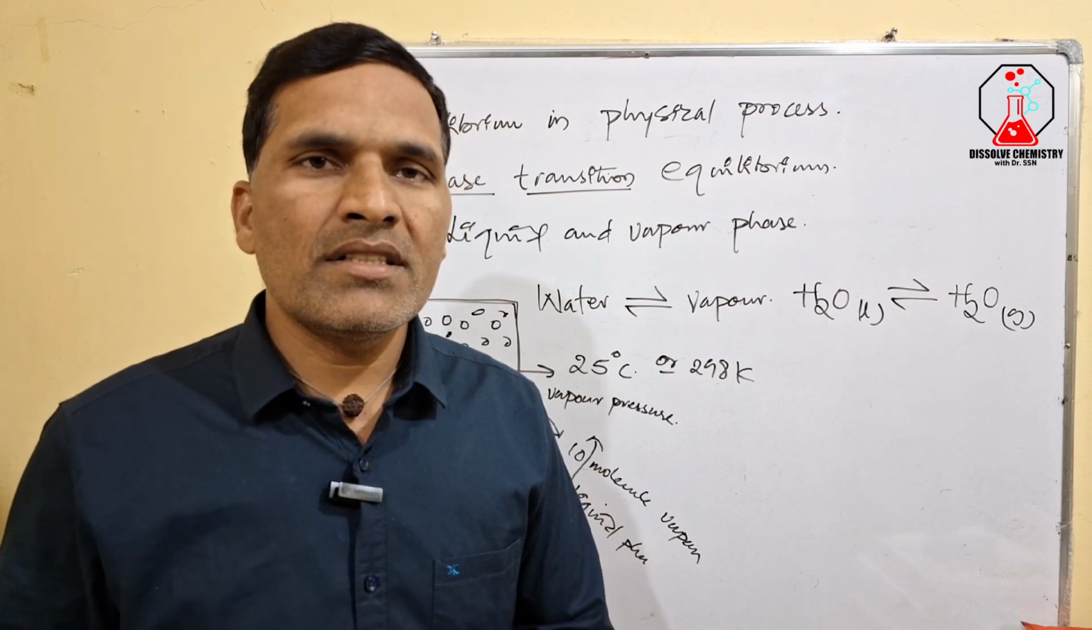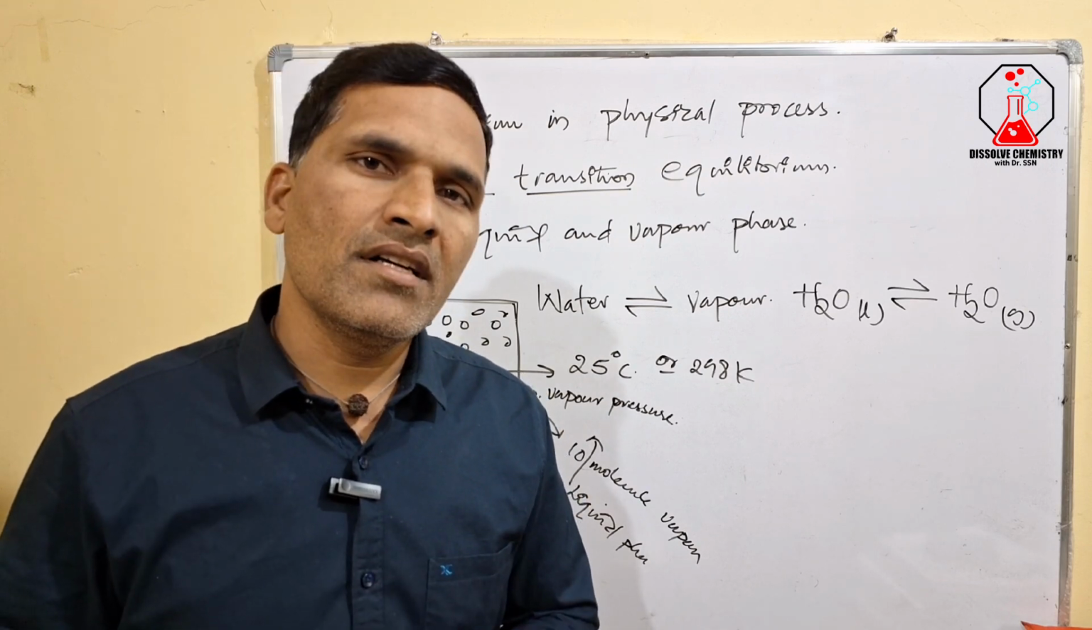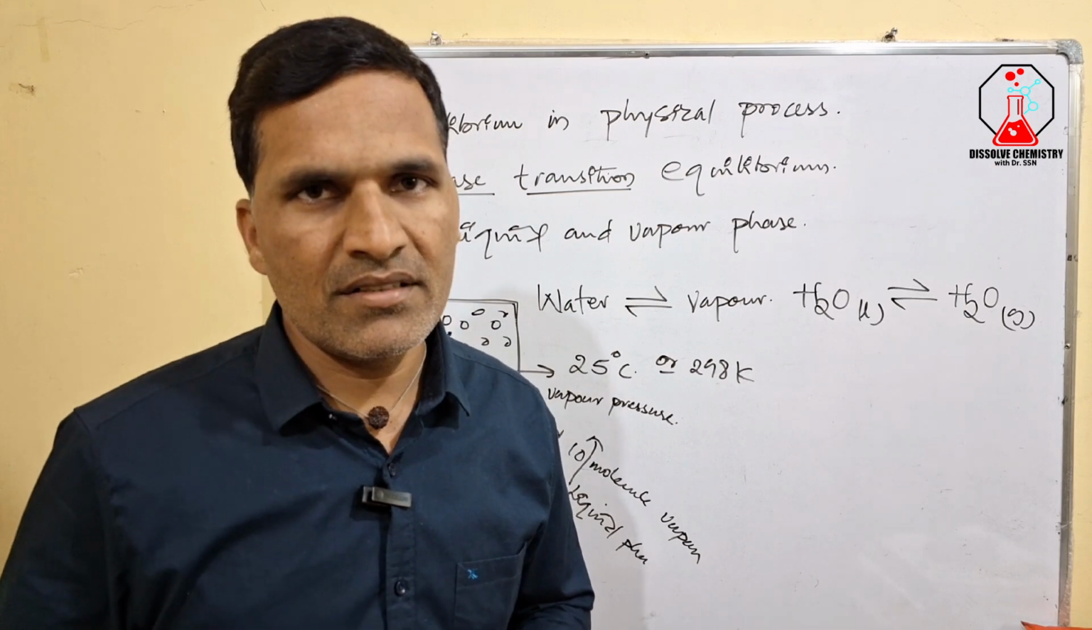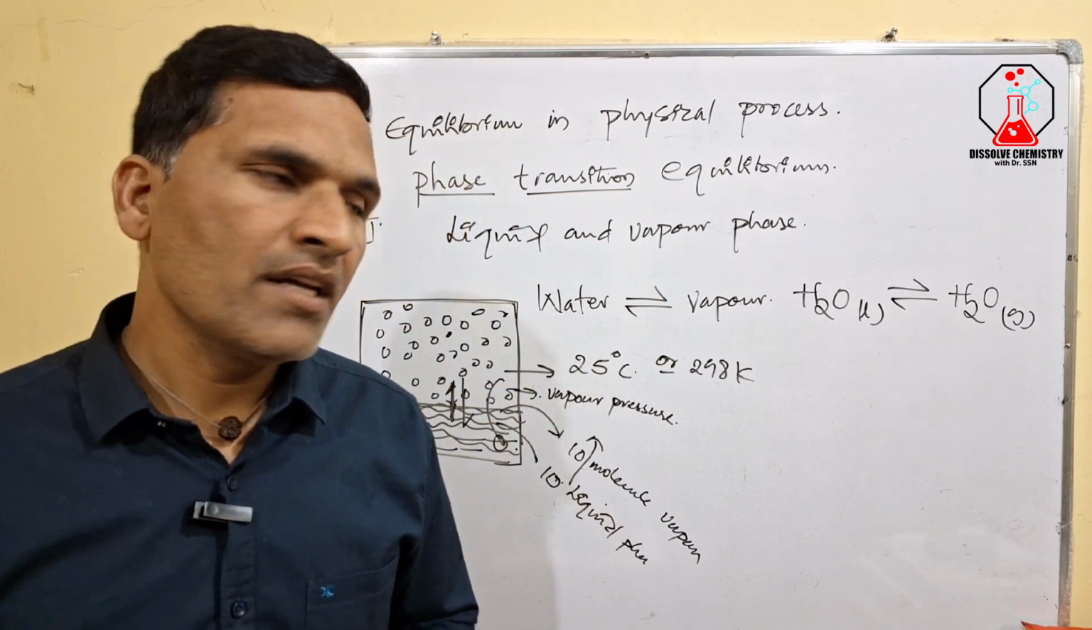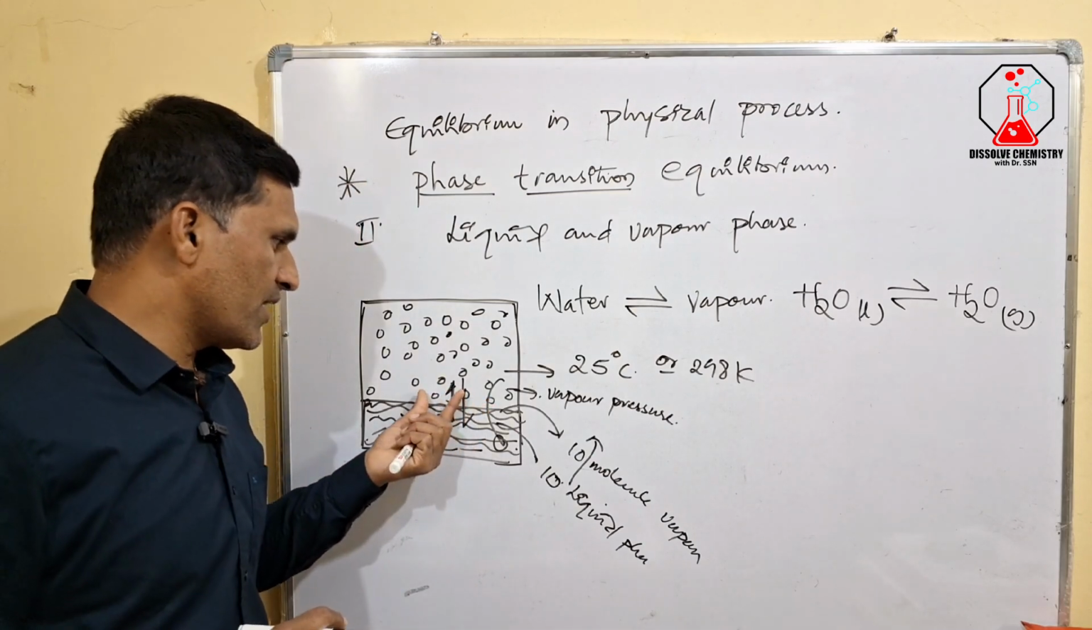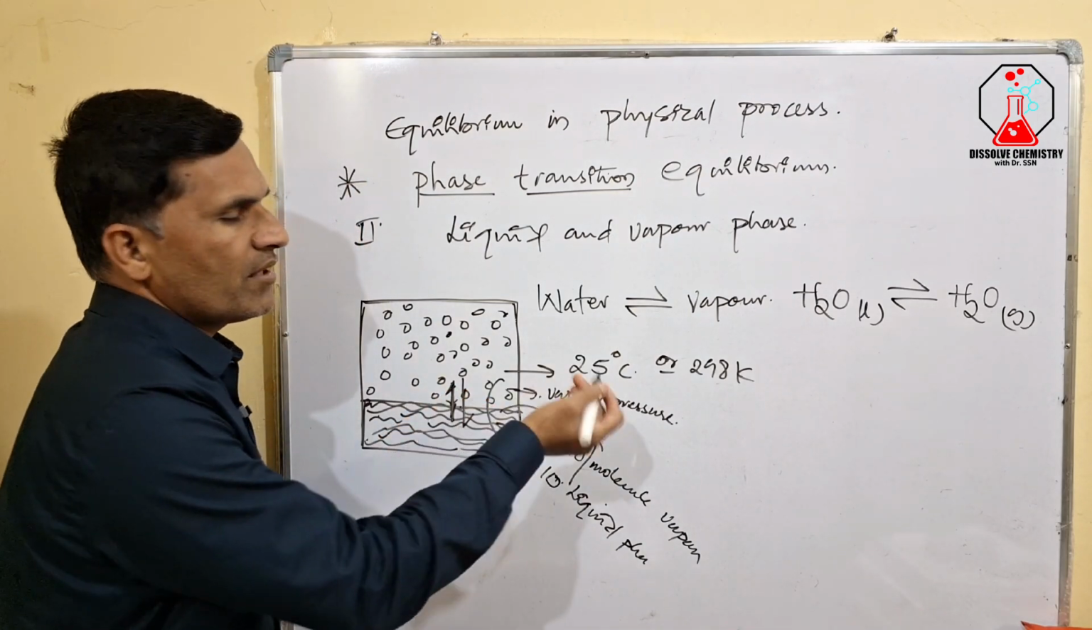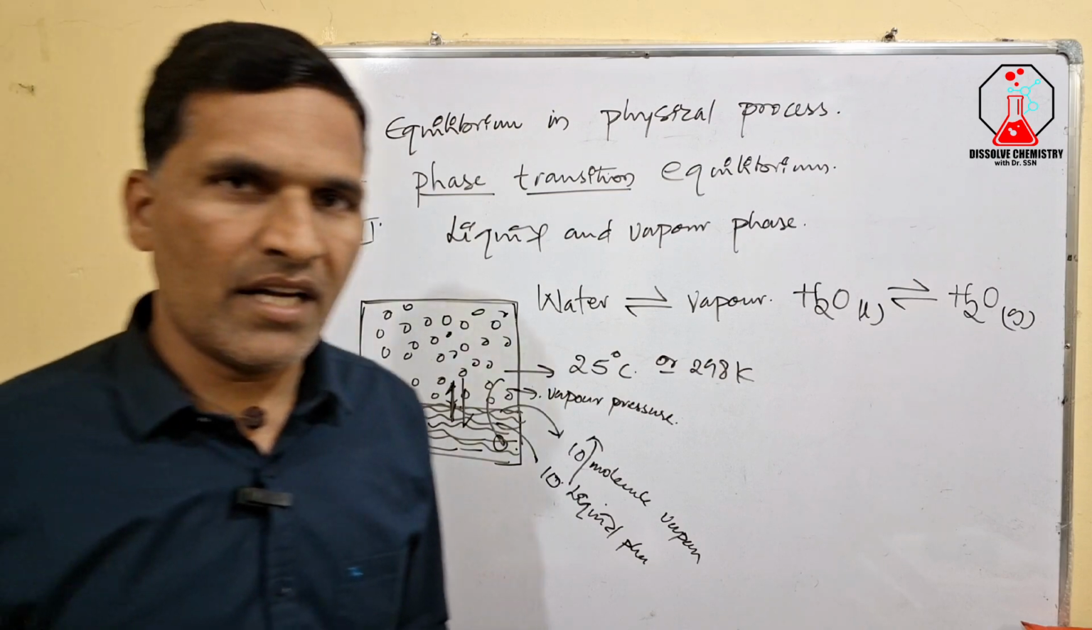Okay, why is it constant? Because exchange is occurring at the same rate from the liquid to vapor phase and from vapor to liquid phase. Okay, and that particular point we can say is where the equilibrium is established.